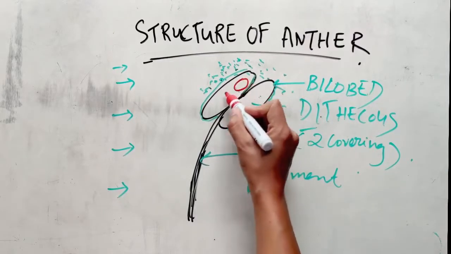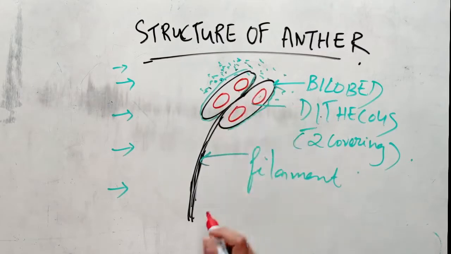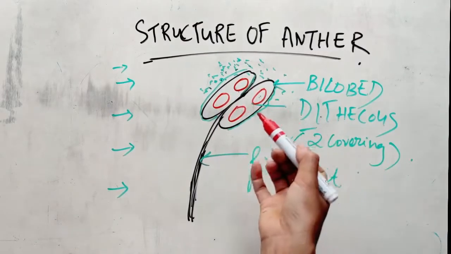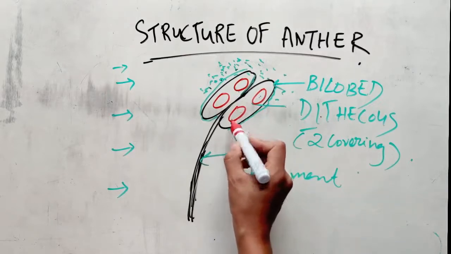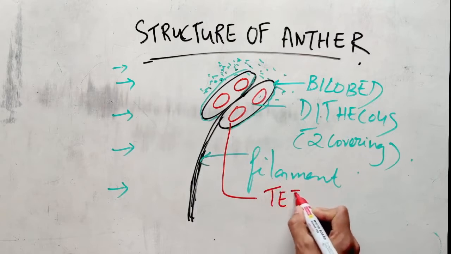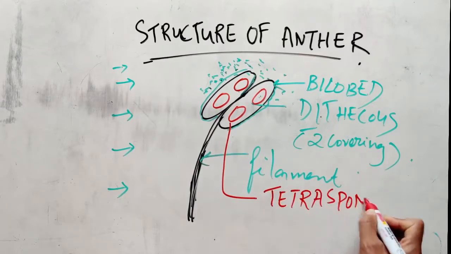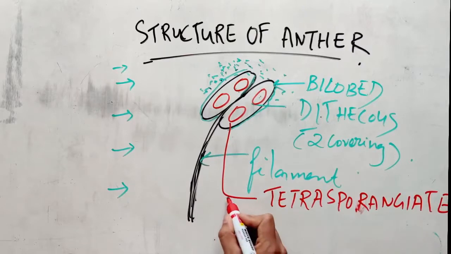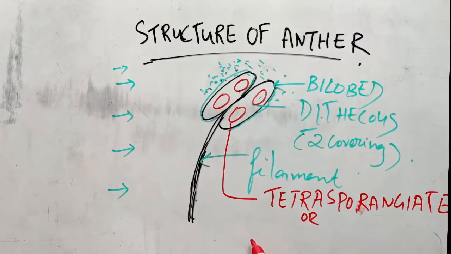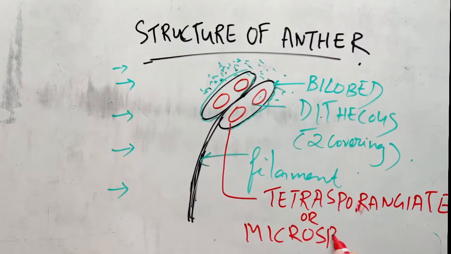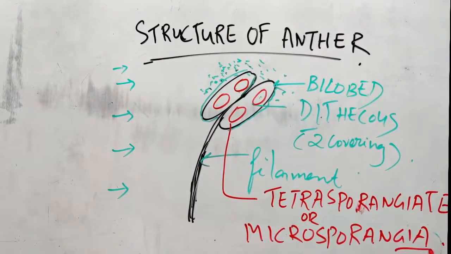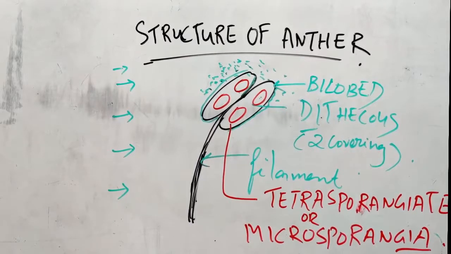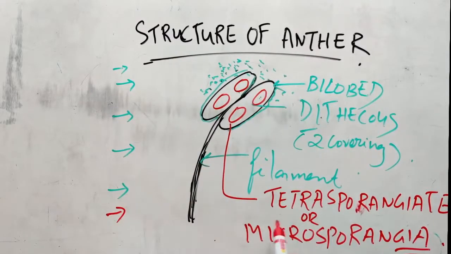The anther consists of four tetragonal structures. We call them tetra, four, spores, sporangia: microsporangia. Microsporangia is the plural. Those are the structures inside.